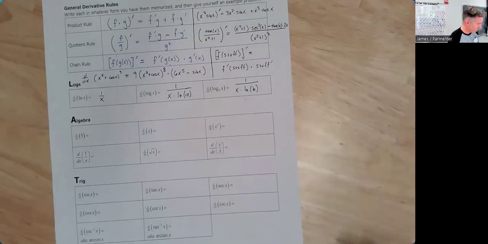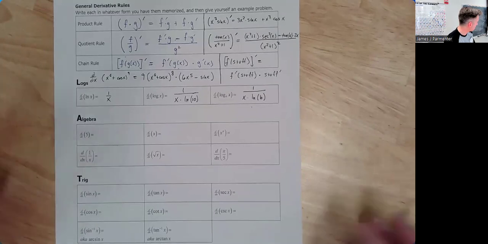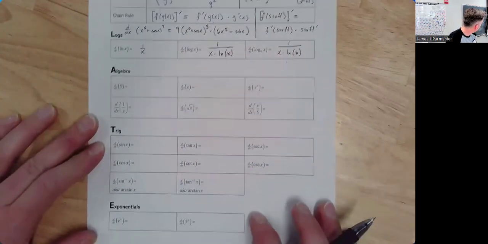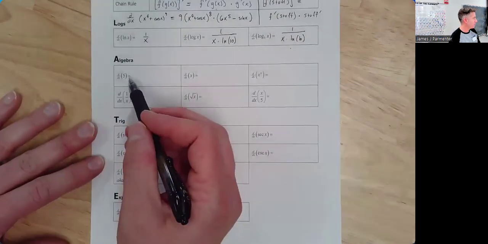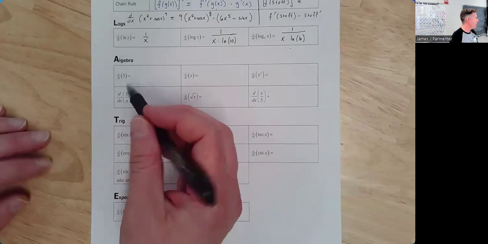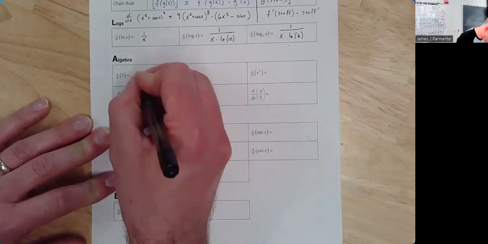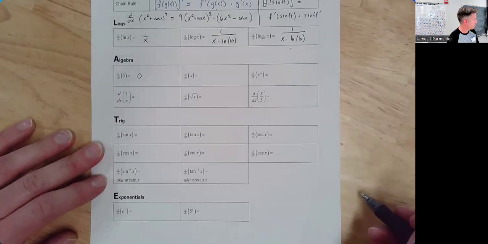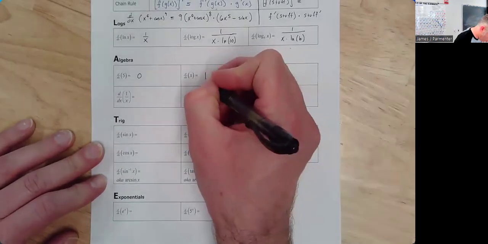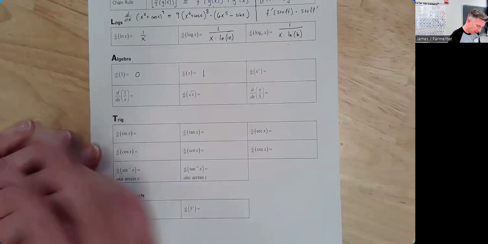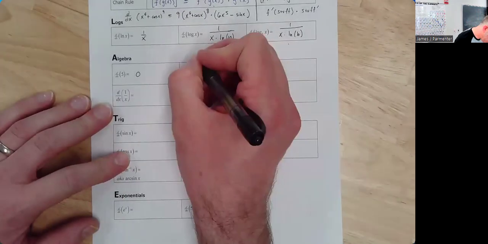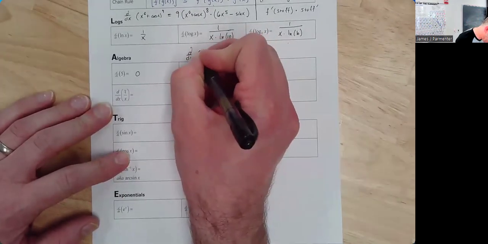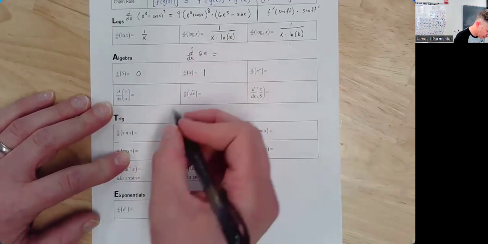All right, so that's the logs. Move along to the algebras. So the derivative of 5. We just talked about this. What's the derivative of 5? Yeah, derivative of a constant is 0. What's the derivative of x? 1. And actually, let me ask a quick one here. What's the derivative of 6x? 6.